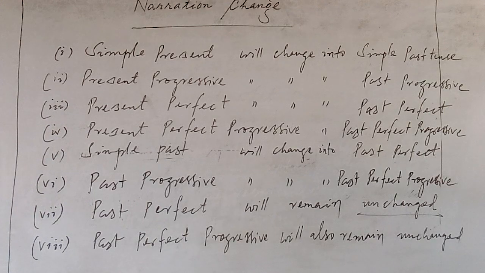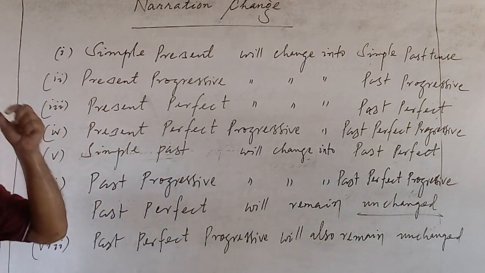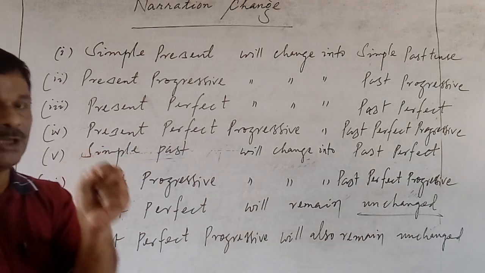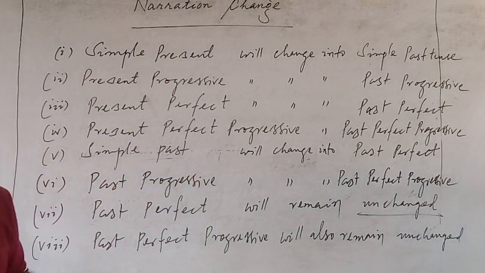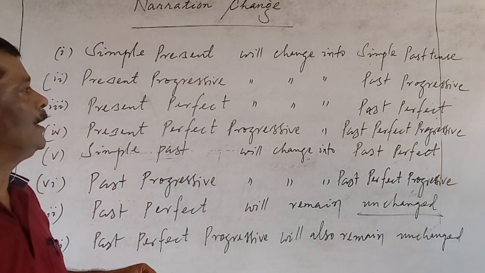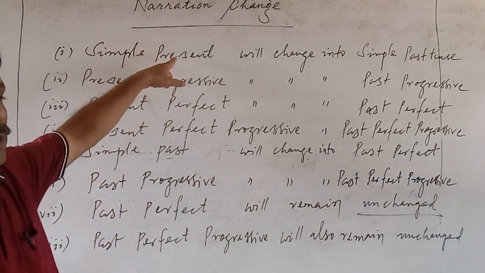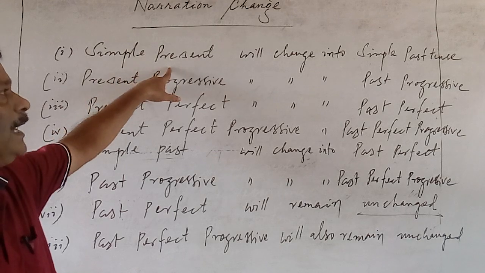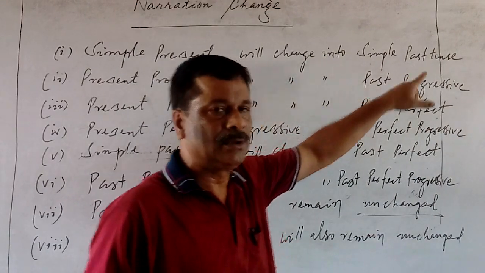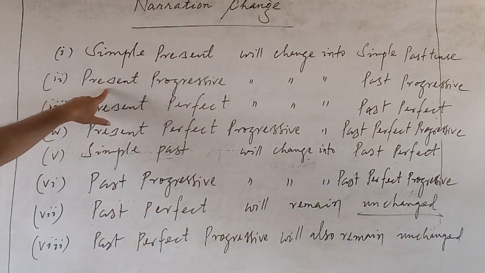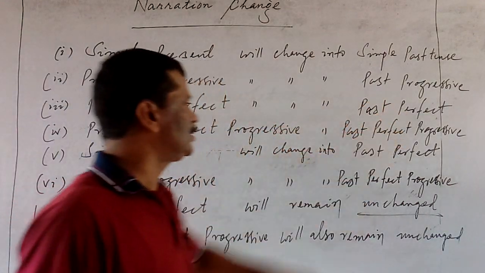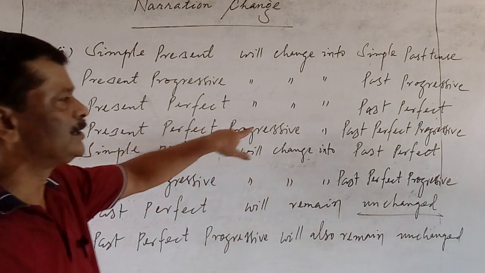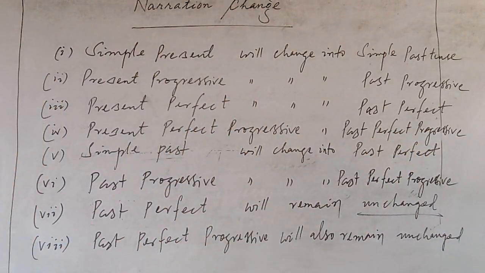What have I told you? If the reporting verb is in past tense and the reporting speech is not a universal fact or a general truth or a scientific truth, then the verbs of the reporting speech will change into the corresponding past tense. That means if the verb of the reporting speech is in simple present tense, that will change into simple past tense form of the verb. Similarly, present progressive will change into past progressive. Present perfect will change into past perfect. Similarly, present perfect progressive will change into past perfect progressive tense form.